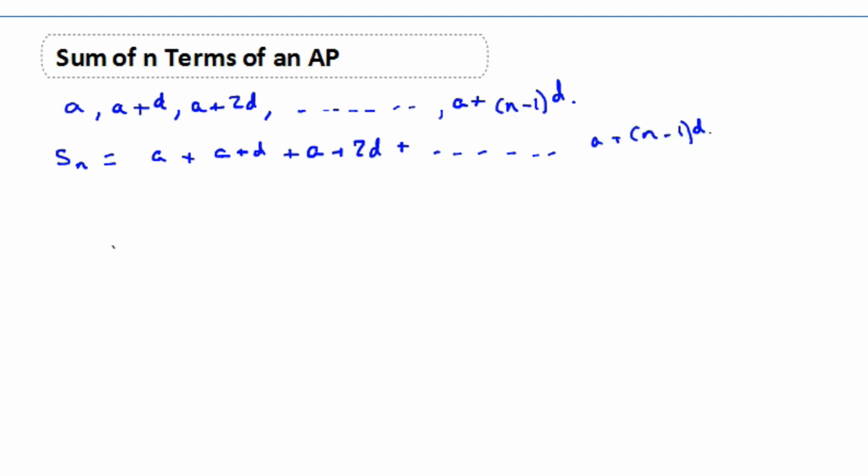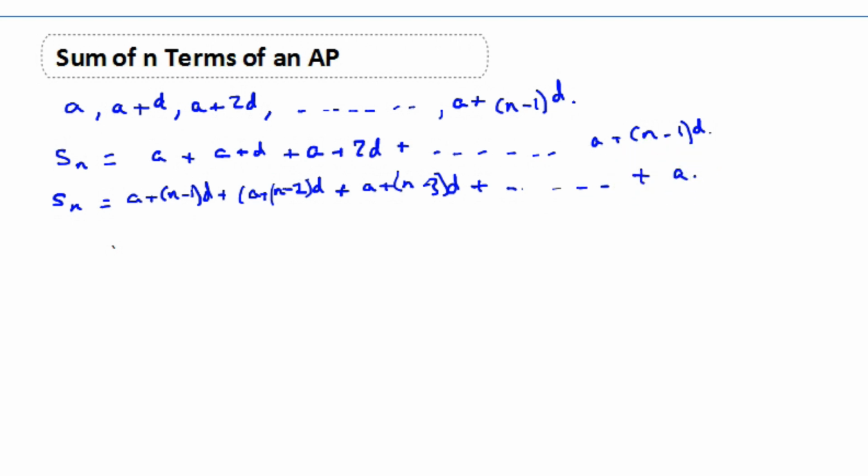And if we write them in the reverse order, it will be a plus n minus 1 times d plus a plus n minus 2 times d plus a plus n minus 3 times d, and so on, till we come to the first term, which is a.